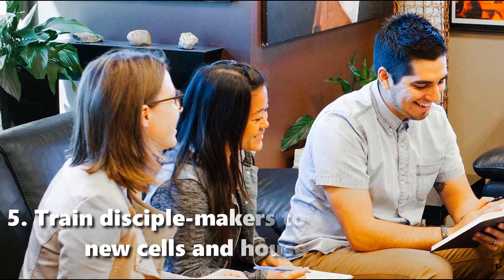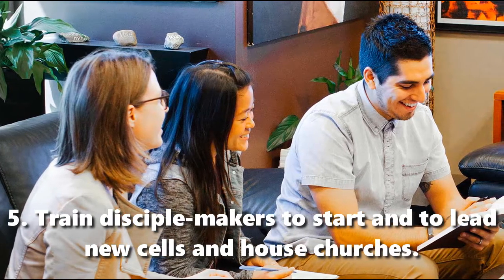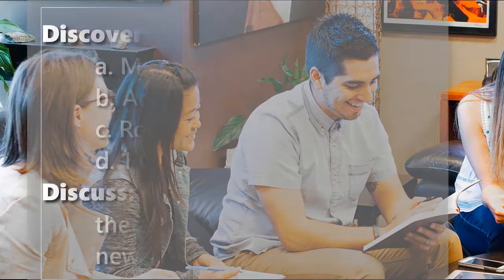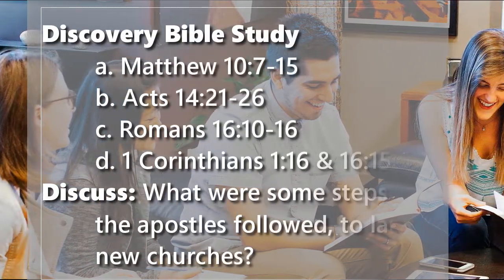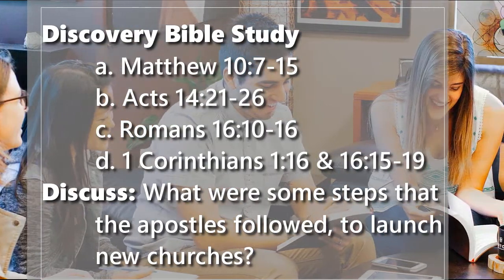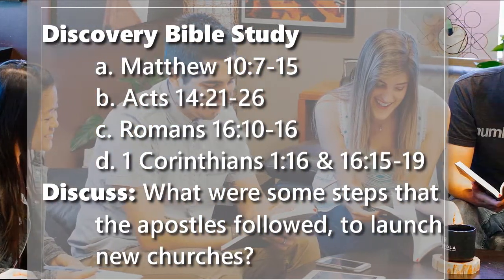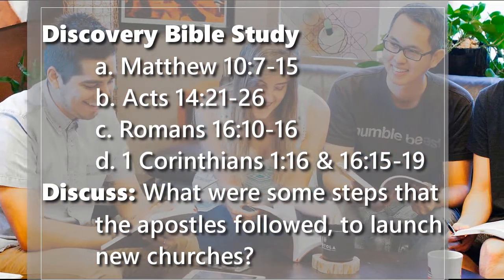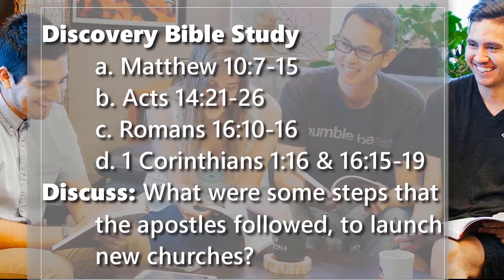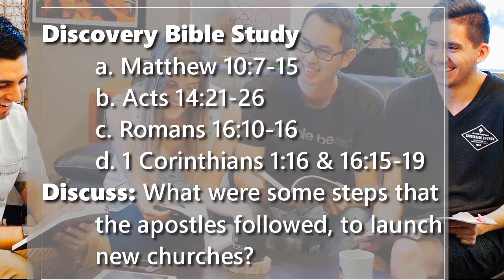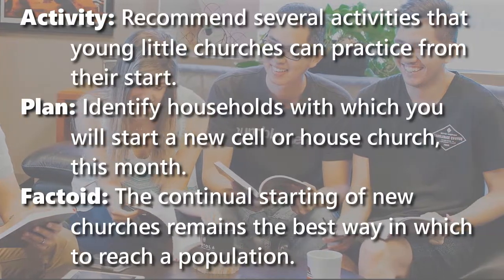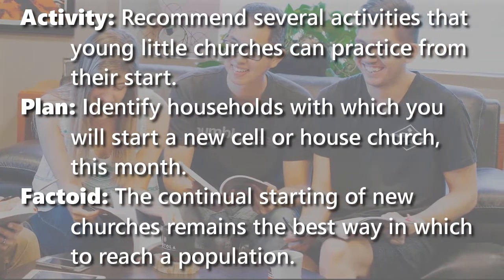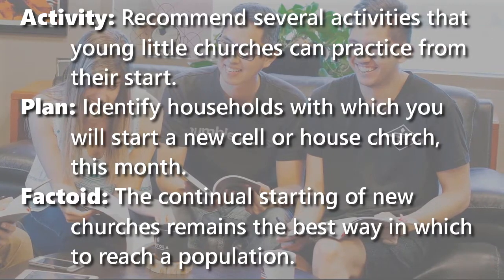Practice 5. Train disciple makers to start and lead new cells and house churches. Form tiny groups that read together these texts. Have them discuss and reply to the following query. What were some steps that the apostles followed to launch new churches? Factoid. The continual starting of new churches remains the best way in which to reach a population.